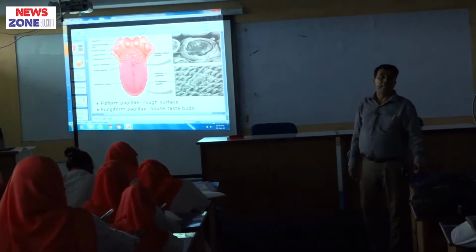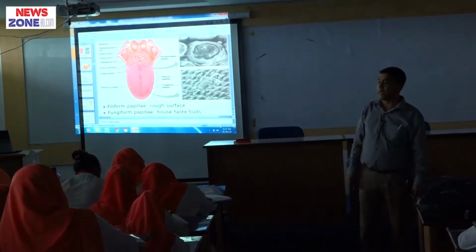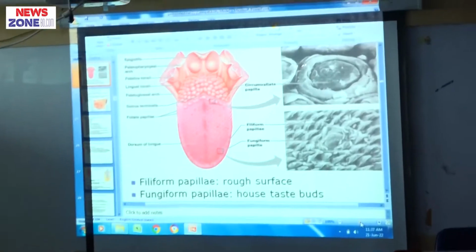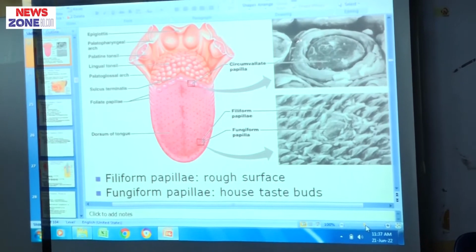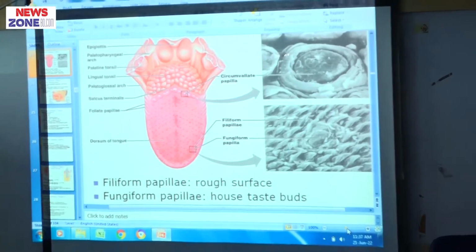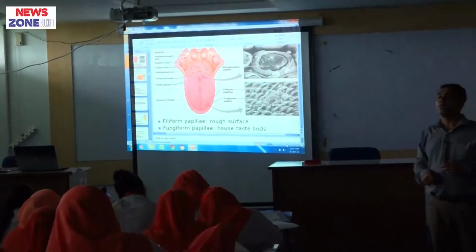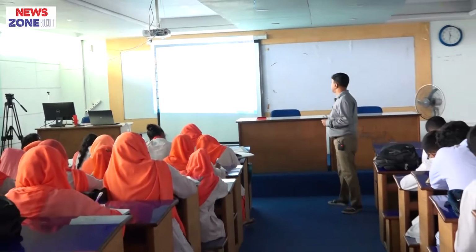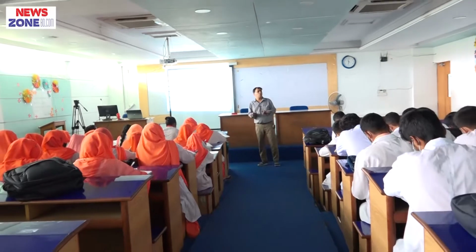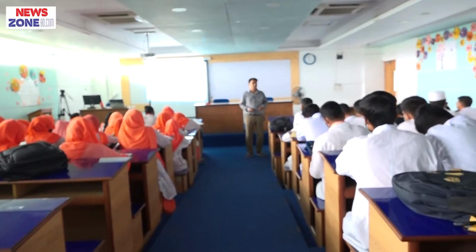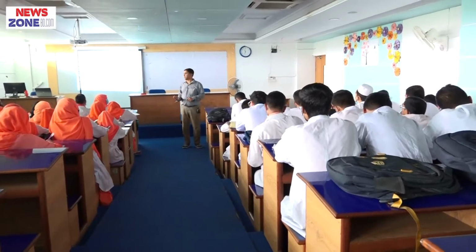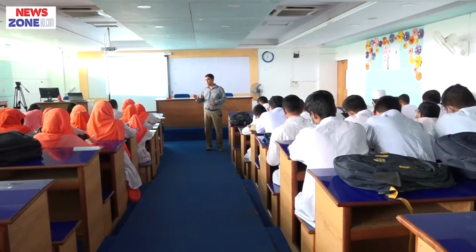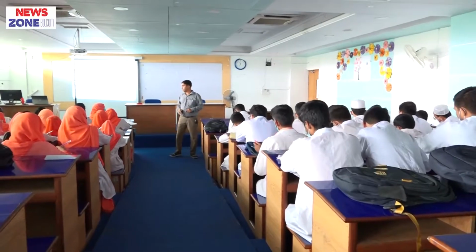Number 2, foliate papilla, present on the lateral margin of the tongue. Number 3, fungiform. And number 4, filiform. Filiform papillae are numerous, a lot of them present in the dorsum of the tongue. So how many types are there? 4 types: vallate, foliate, fungiform, filiform.